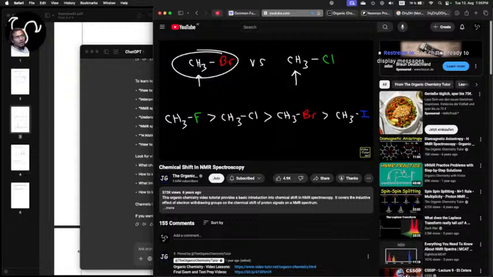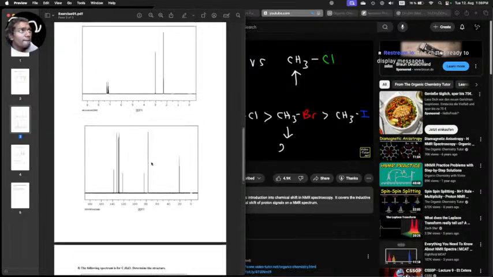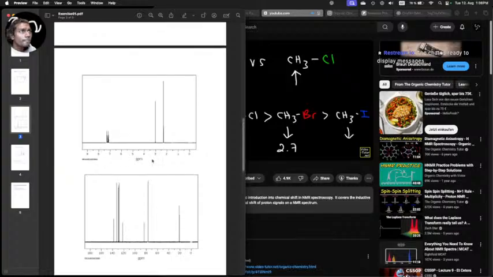Now, according to one textbook, here are the values for these compounds. So the chemical shift for methyl fluoride, that is the protons on it, it's about 4.3 ppm, or parts per million. For methyl chloride, it's 3.1. For methyl bromide, it's about 2.7. And for methyl iodide, 2.2.